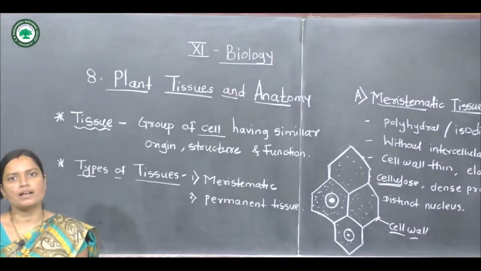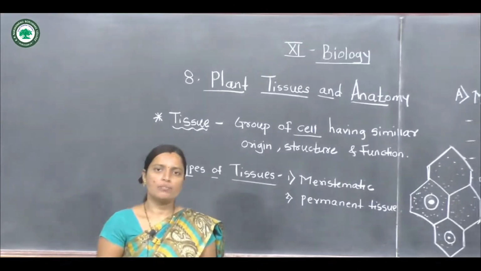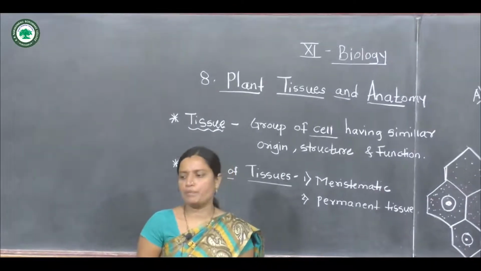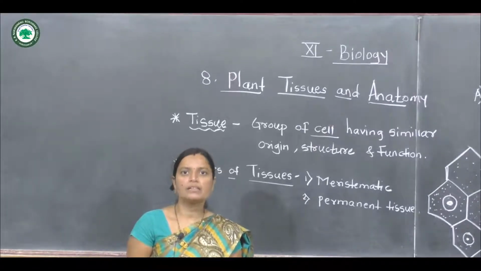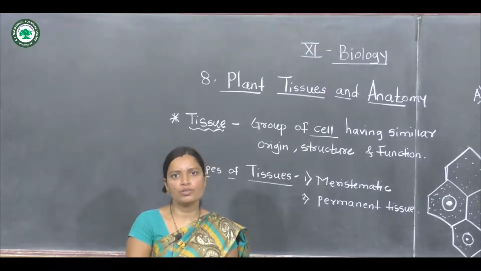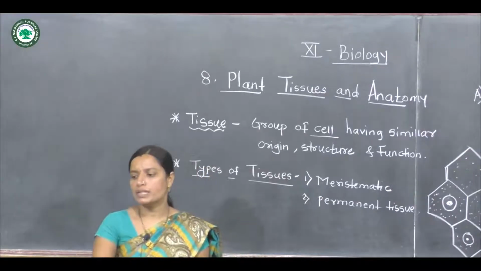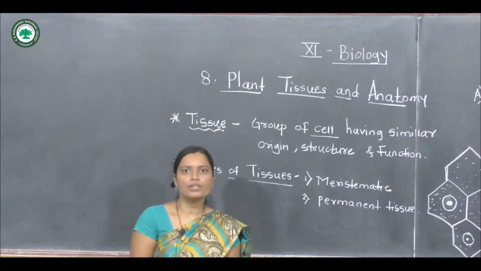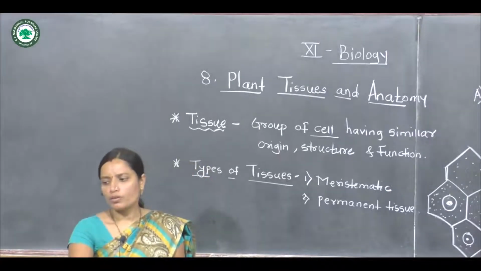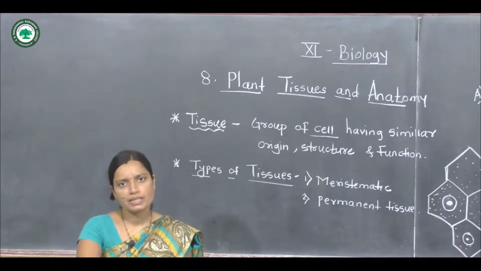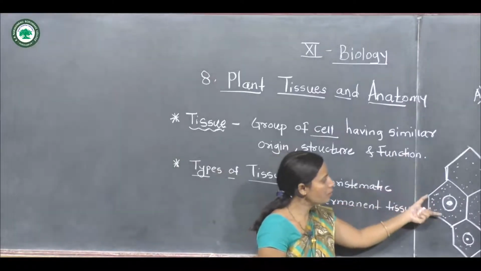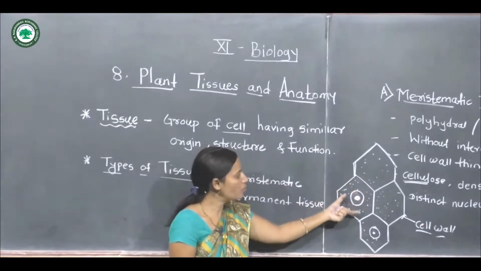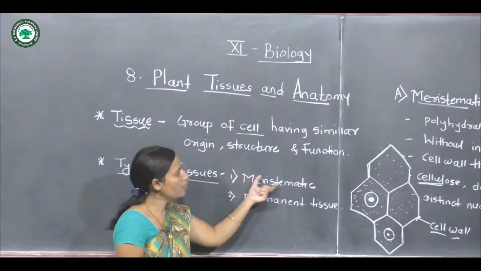Meristem is classified into three types based on its origin: promeristem, primary meristem and secondary meristem. These are the different types of meristems. In the structure of meristem, it is a hexagonal structure and a distinct nucleus is found. Now these are the meristematic cells.